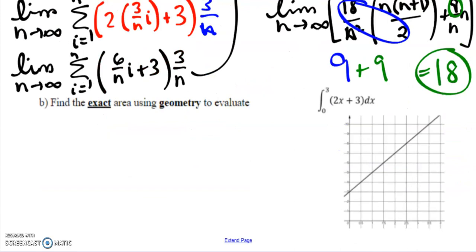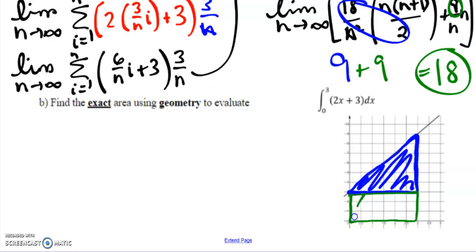Here's the cool part. Find the exact area using geometry. So let's think about this. I can break up this area into this blue triangle and this green rectangle. Well, what's the area of the triangle?